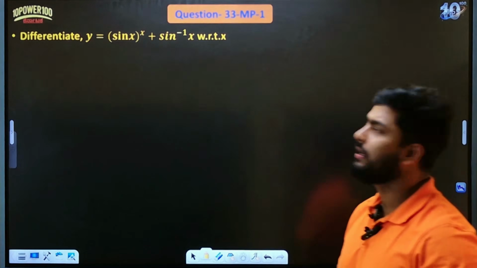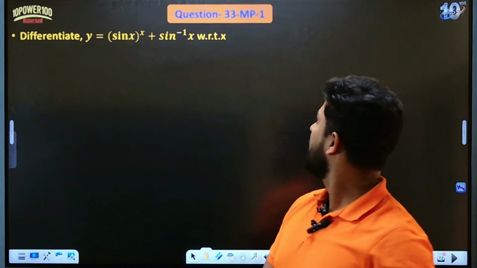So now differentiation. Question number 33.